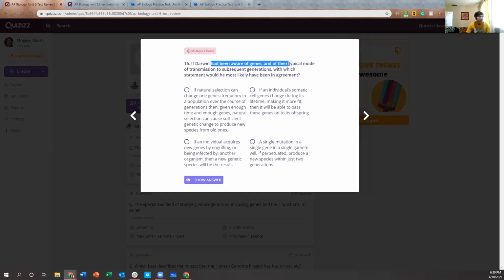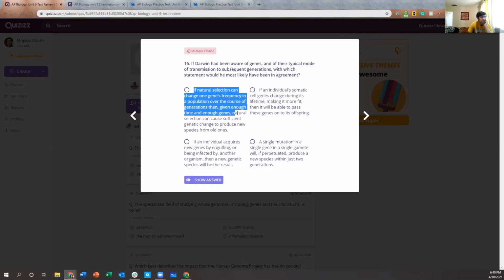If Darwin had been aware of genes and of their typical mode of transmission to subsequent generations, with which statement would he most likely have been in agreement? So it should probably combine his theory of natural selection with this idea of genes, right? If natural selection can change one's gene frequency in a population over the course of generations, and given enough time and enough genes, natural selection can cause sufficient genetic change to produce new species from old ones. Maybe. Let's just look at the other ones.